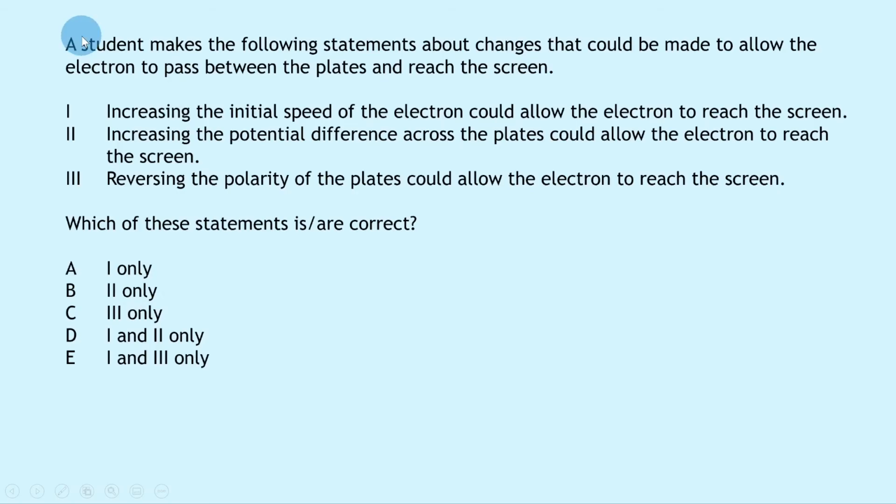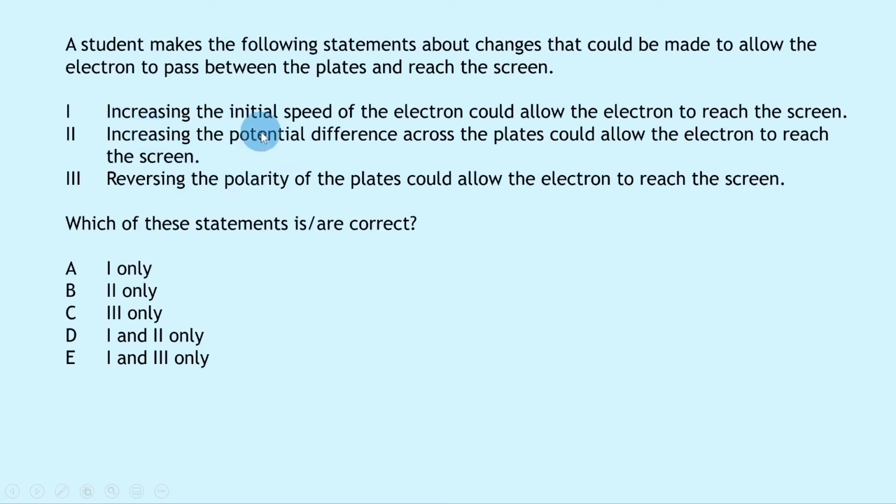And the question then says a student makes the following statements about changes that could be made to allow the electron to pass between the metal plates and reach the screen. Statement 1 says increasing the initial speed of the electron could allow the electron to reach the screen. Statement 2 says increasing the potential difference across the plates could allow the electron to reach the screen. And lastly, statement 3, reversing the polarity of the plates could allow the electron to reach the screen. Which of these statements is or are correct? Well, let's look at each statement in turn and decide which ones are true or false.